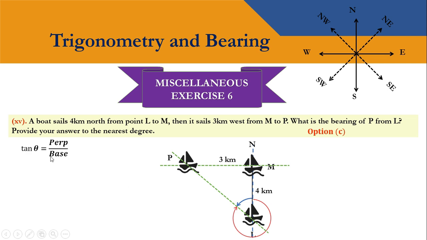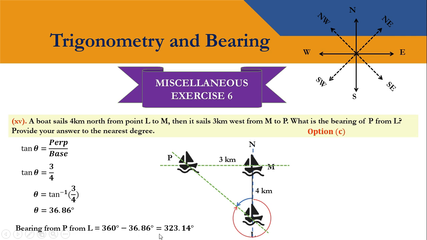So tan theta is equal to perpendicular divided by base. Putting in the values of perpendicular and base, we get the angle equal to 36.86 degrees. So this angle is approximately 36 degrees. Now we don't need this angle because we need the bearing of P from L. We need this outer angle. To calculate that outer angle, we subtract this angle from 360 degrees, and the remaining angle will be the bearing of point P from point L. So 360 minus 36 is equal to 323 degrees. So option C is the correct option.